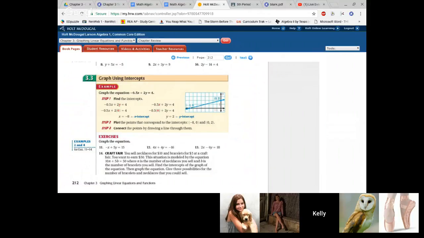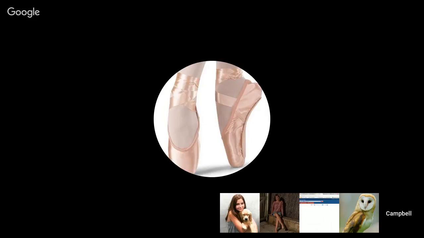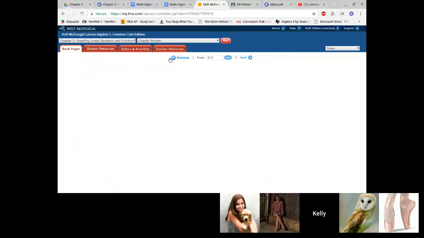You see right here, on this example in 3.3, how they graphed the two intercepts and then drew a line through them to make a line. That's really, really important that you know how to do that. So 11, 12, and 13. Very important. Okay. What about 14? There won't be anything like 14 on there. Okay, good.